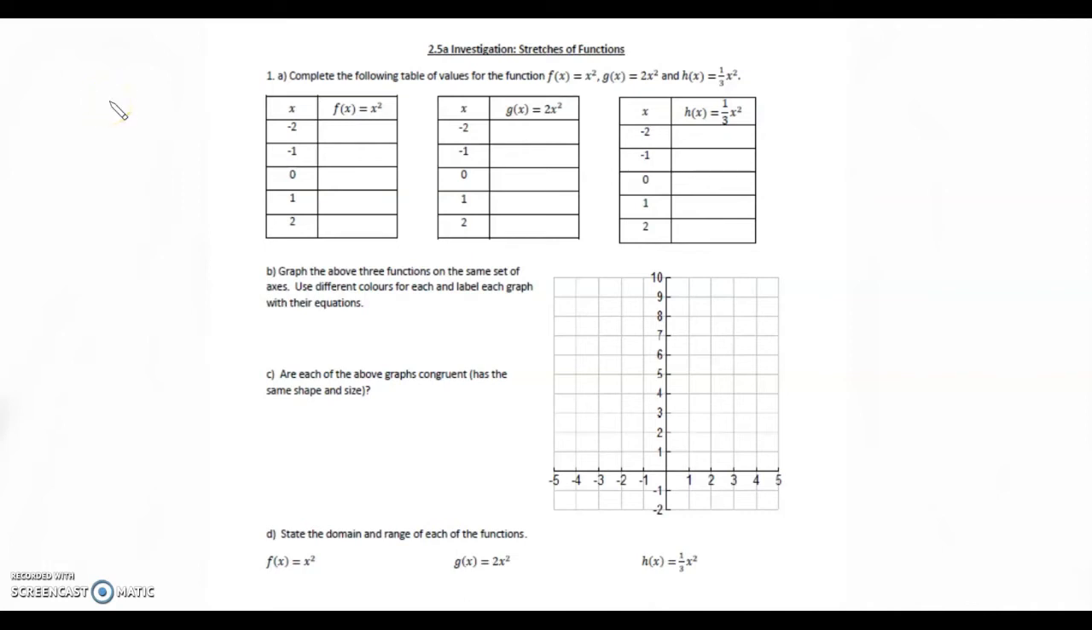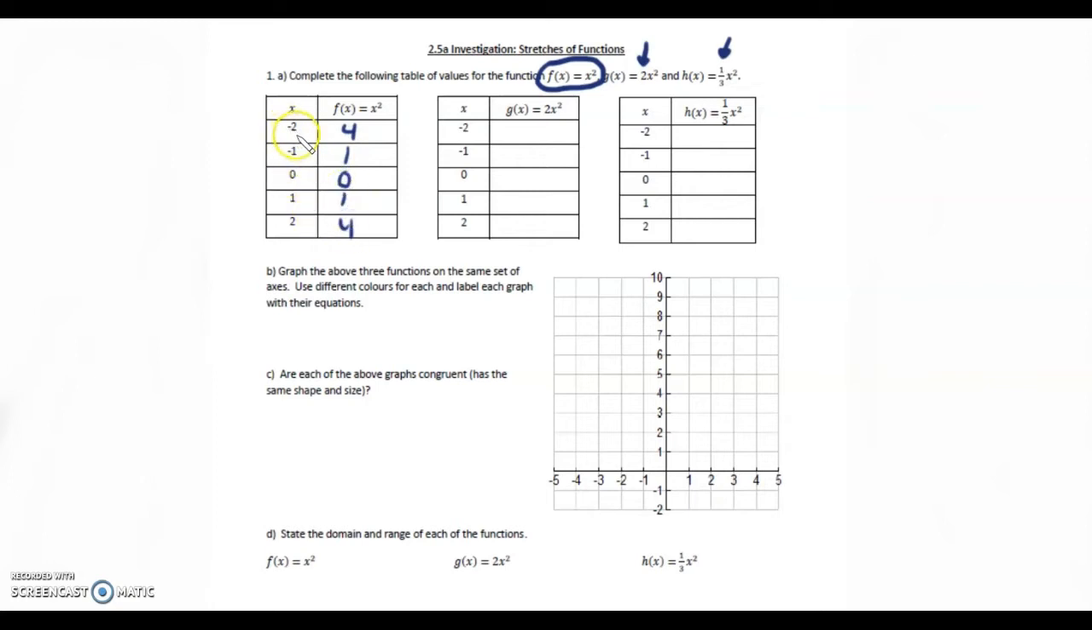So 2.58, investigation, stretches of functions. What we're going to do is complete the table of values below for the function f(x) = x squared. That's just our parabola, okay? Then we are going to apply this 2, and then apply this 1/3. So our normal parabola is 4, 1, 0, 1, 4.